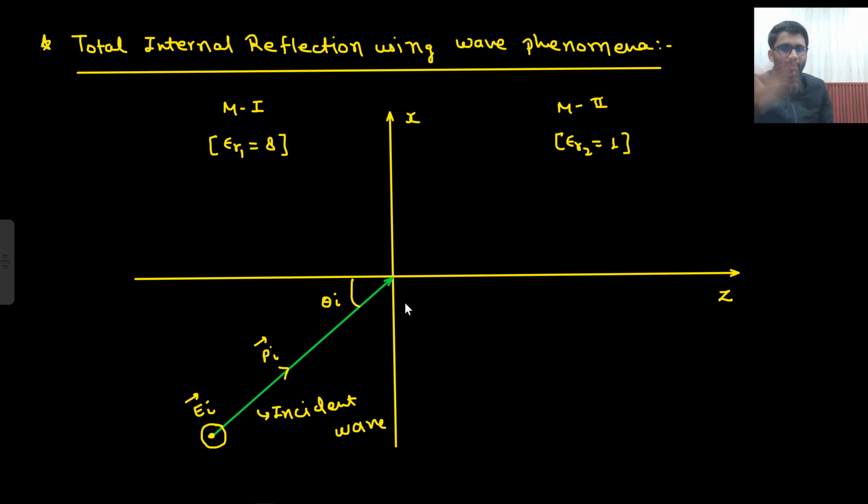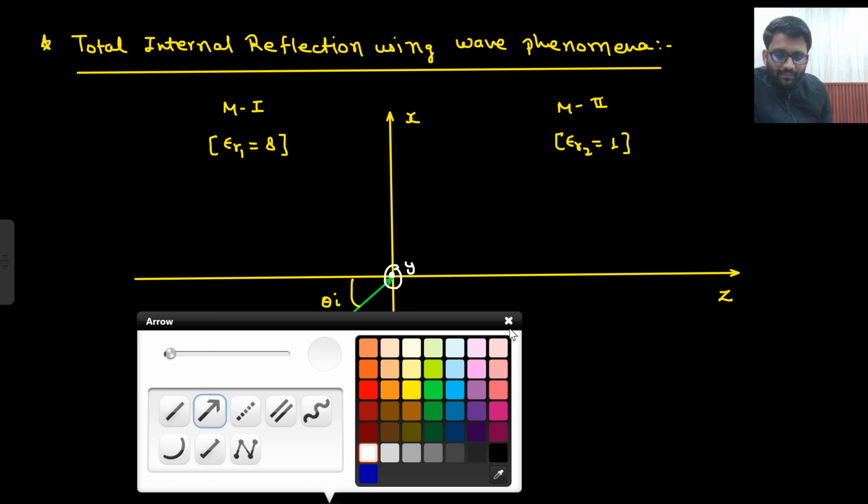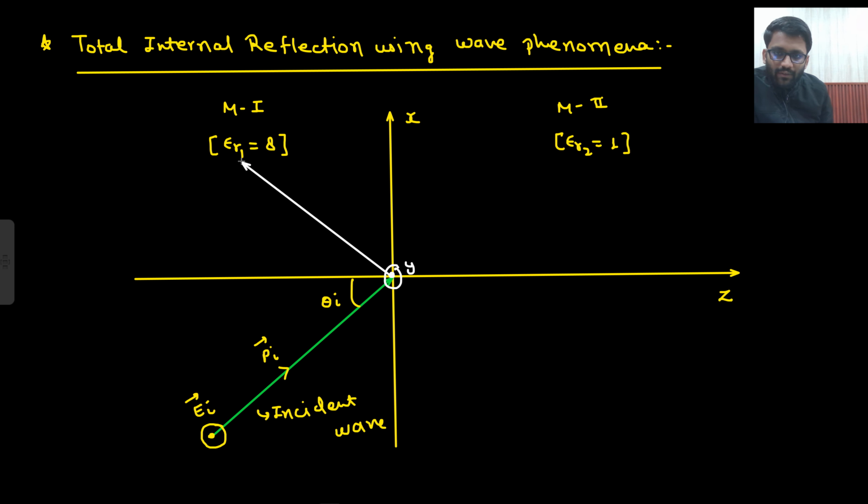Are you able to understand? Where will be my y? My y will be coming towards me. We have already seen oblique incidence, so we are not going to spend time on it. The xy plane is there, the wave is striking like this. Now what will happen? Some part of the wave will be reflected back and some part will be transmitted. Right?